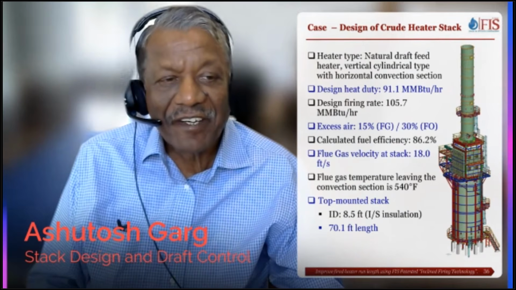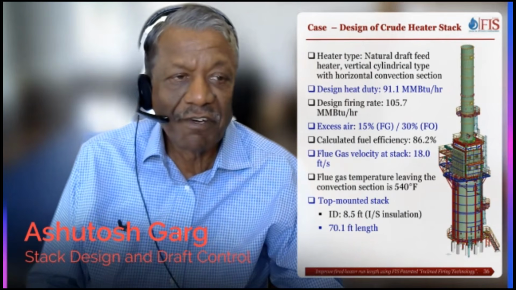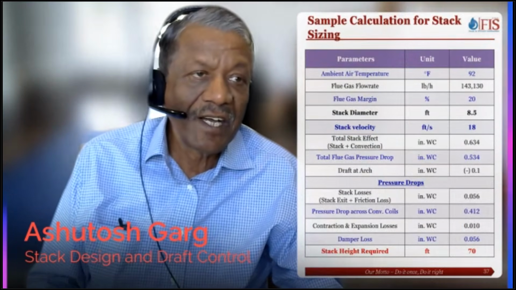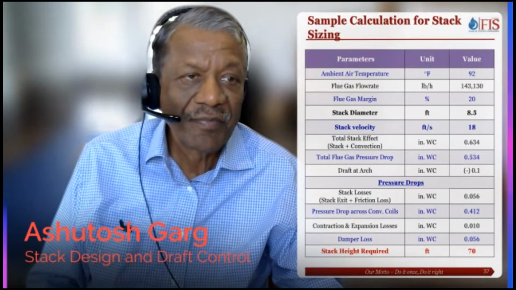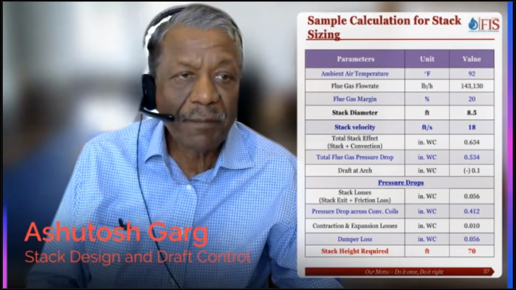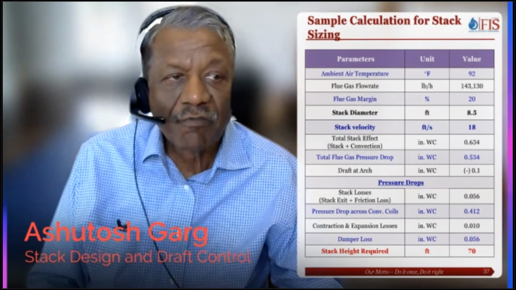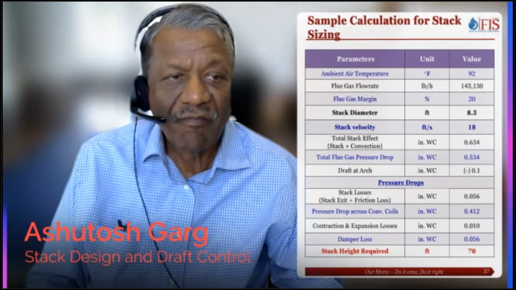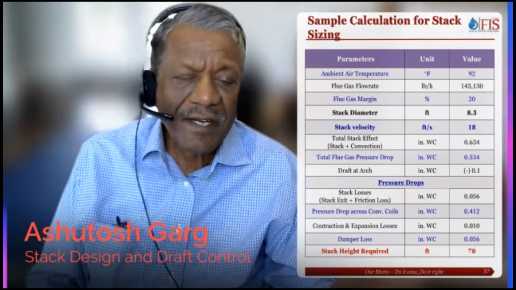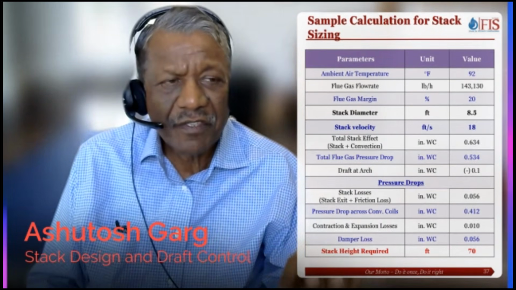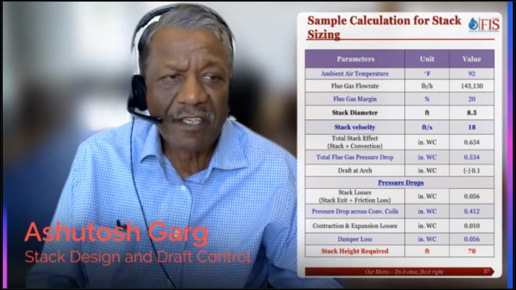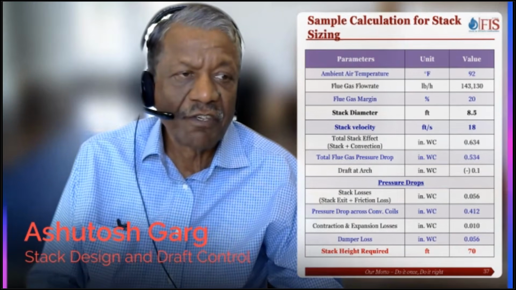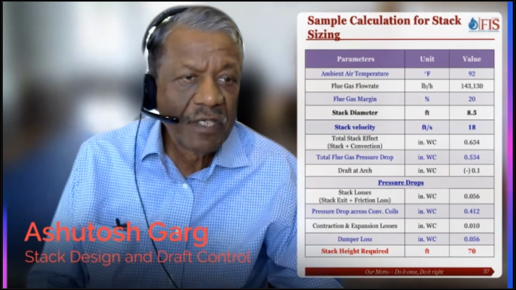A top mounted stack, 8-foot diameter. Flue gas velocity, we selected 18 feet per second. But here is the ambient temperature we have used. Flue gas flow rate. Typical stack design will have about 20% margin on the flue gases. Came up with a diameter of 8.5. Stack velocity 18. And this is a hit and trial method, not a one-shot method. You keep on looking at different options. You calculate the total stack effect, stack losses and convection losses, and then you get the total flue gas pressure drop.